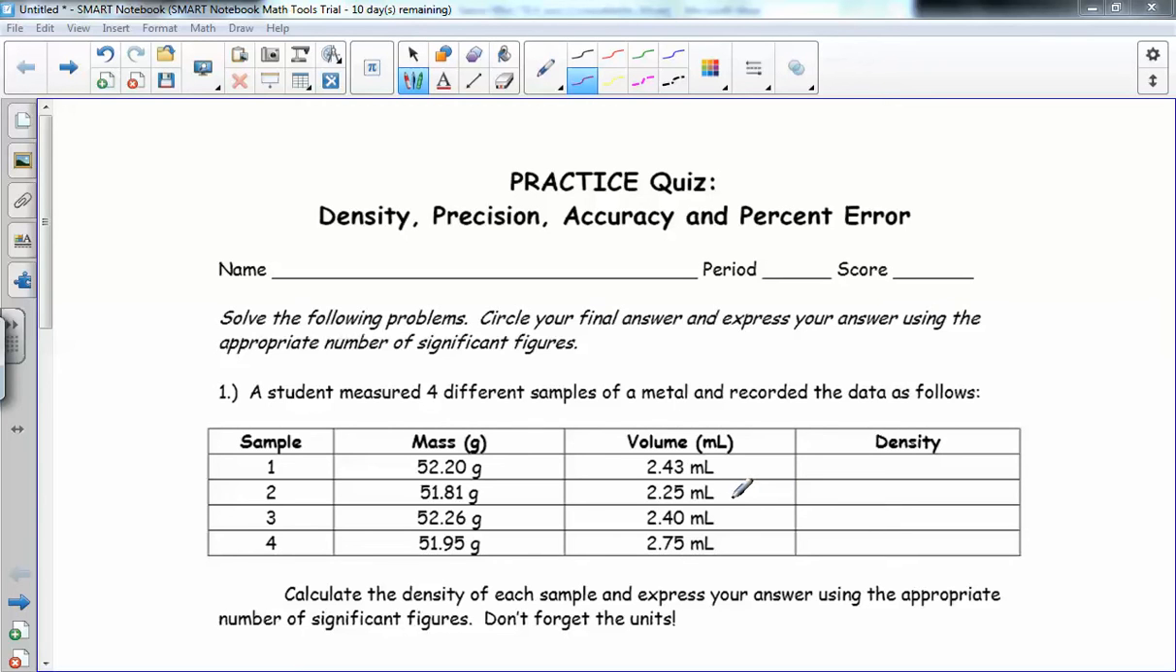I hope you guys had a pleasant homecoming weekend, and I'm going to take a few minutes, and by few I mean few, to work out this key for this practice quiz for you.